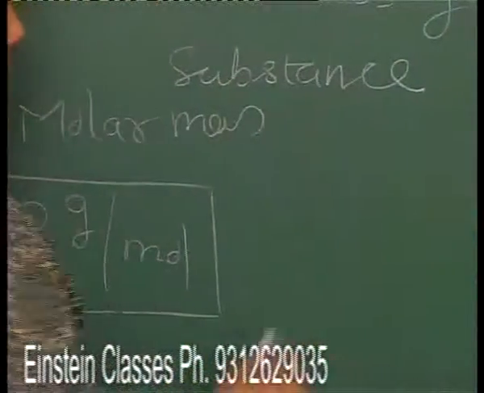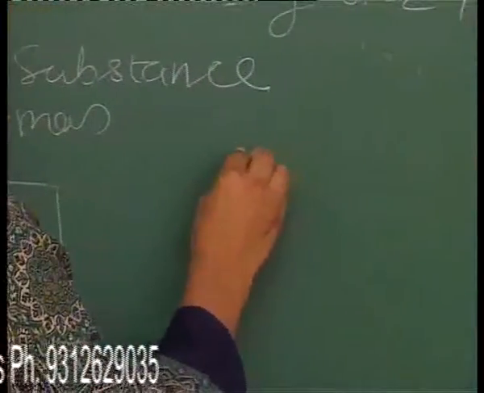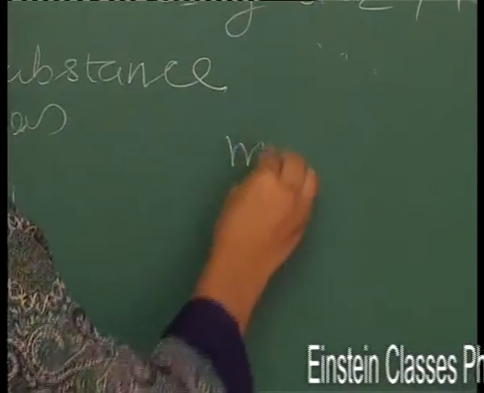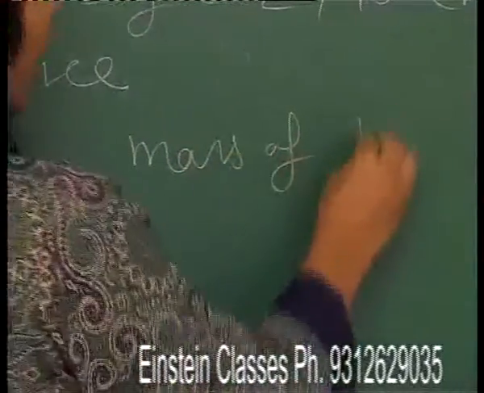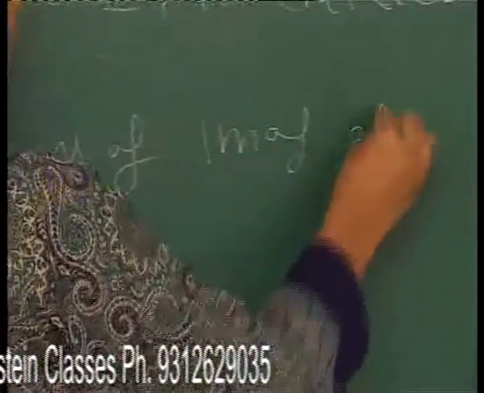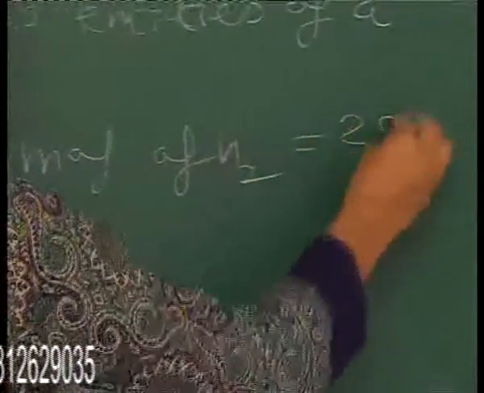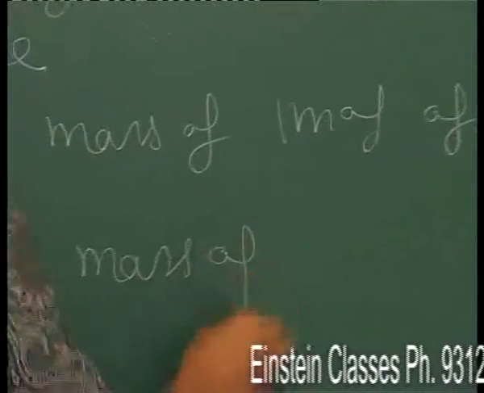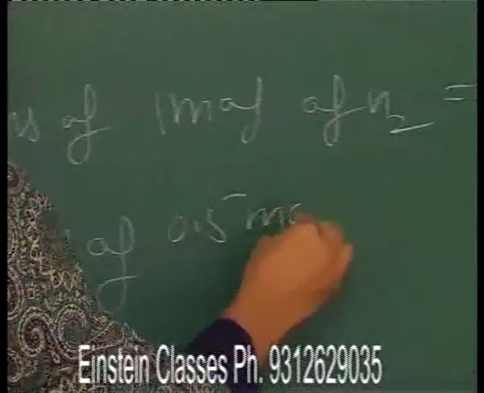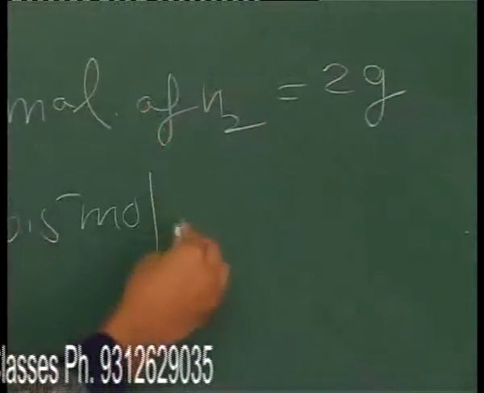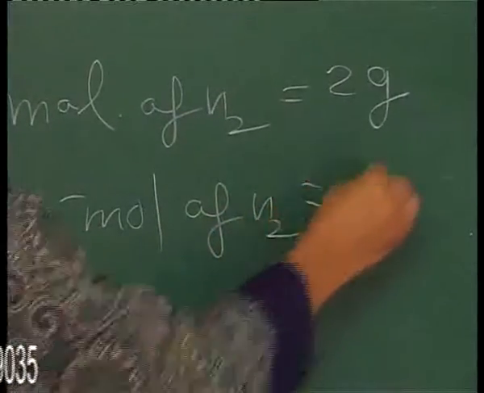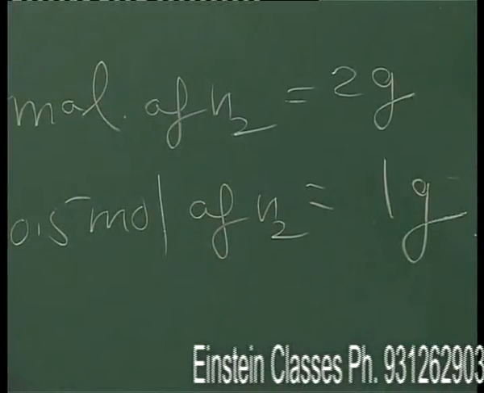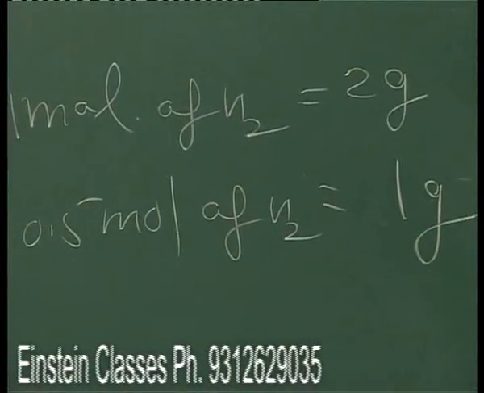Let me explain it in detail. If the molar mass of H2 is 2 gram per mole, it means the mass of 1 mole of H2 is 2 gram. Then what is the mass of half mole of H2? It is going to be 1 gram. So this is basically the fundamental use of the molar mass.